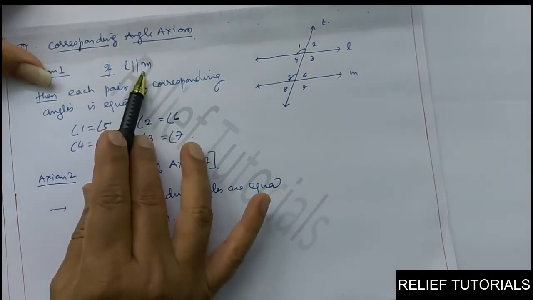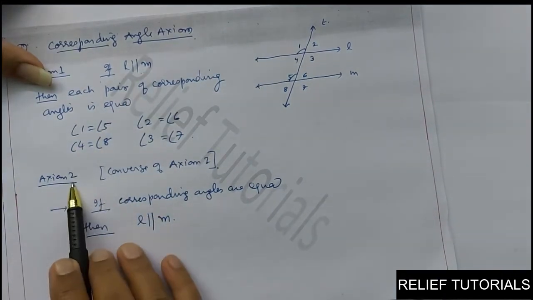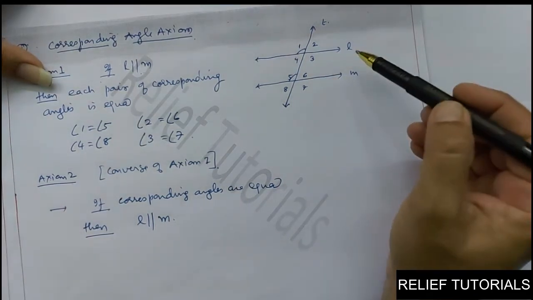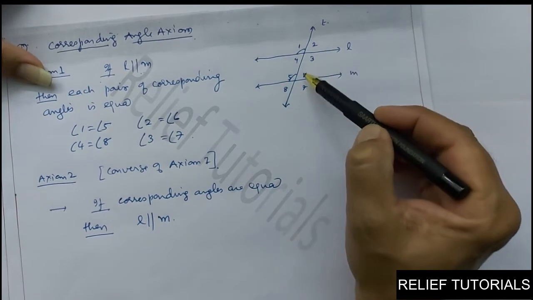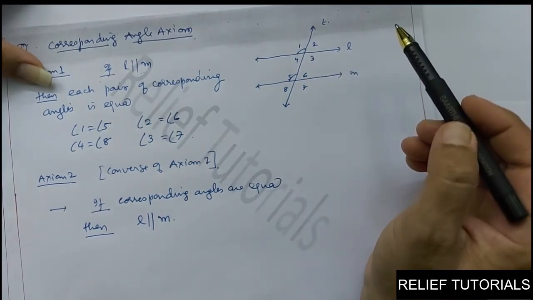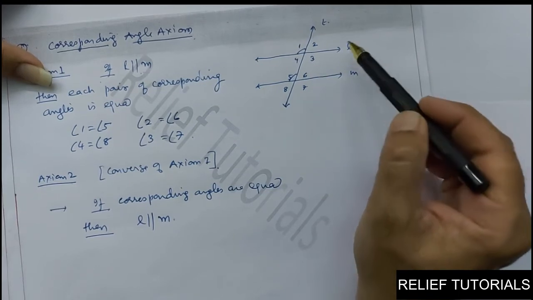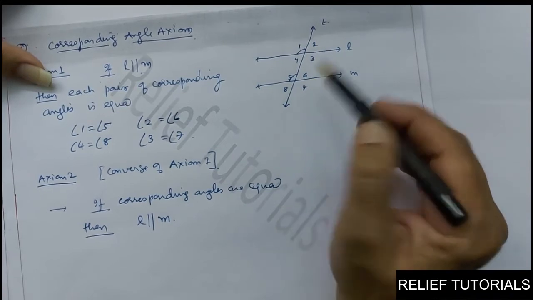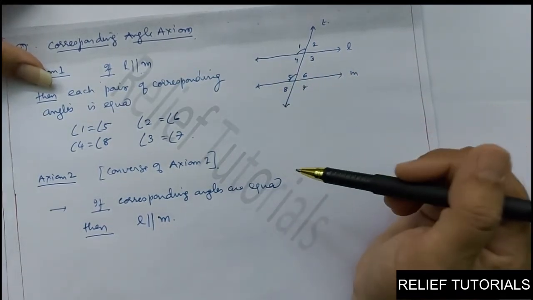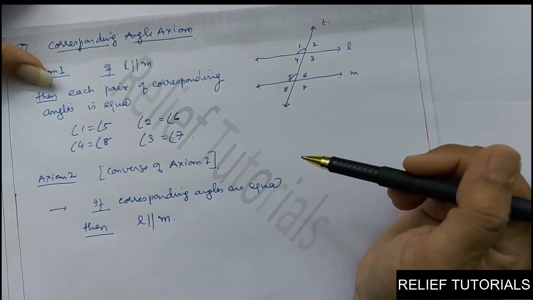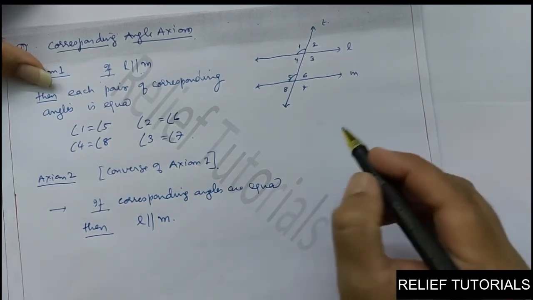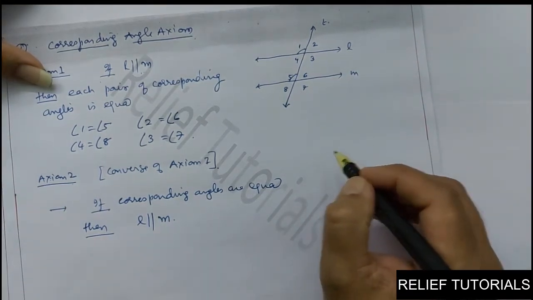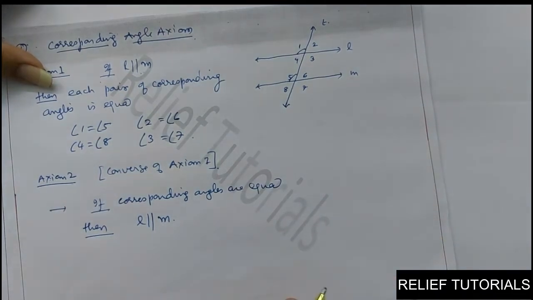Here what it says: if lines are parallel, corresponding angles are equal. What is the converse of axiom 1? If corresponding angles are equal, then only the lines are parallel. If you want to prove that these lines are parallel, then you have to prove that one pair of corresponding angles is equal. Any one pair of corresponding angles is equal. If you are able to prove that, then we can say the lines are parallel. Axiom 1, if lines are parallel, then no doubt corresponding angles are equal. So these two axioms are widely used and they are called the corresponding angle axiom. Once again, if lines are parallel, corresponding angles are equal. If corresponding angles are equal, then lines are parallel. Clear?